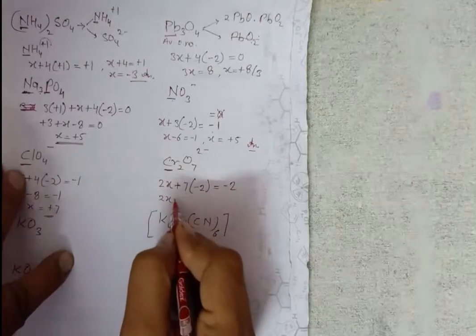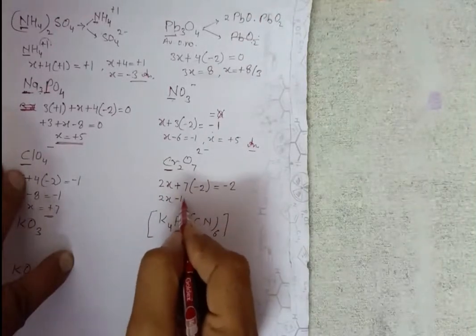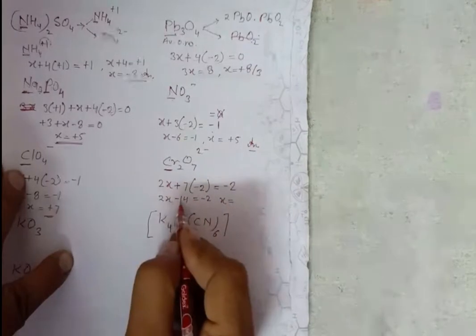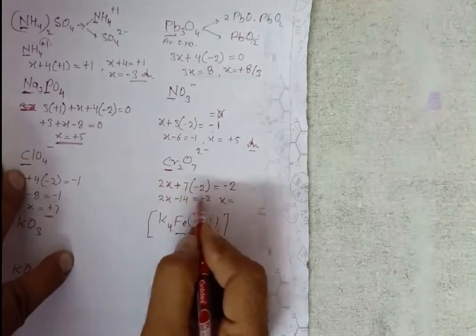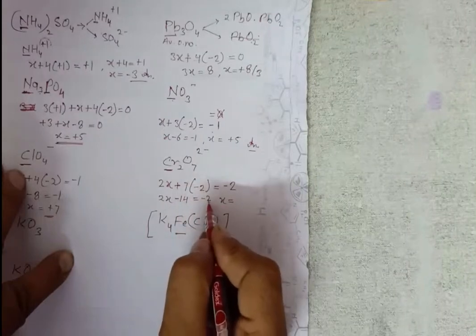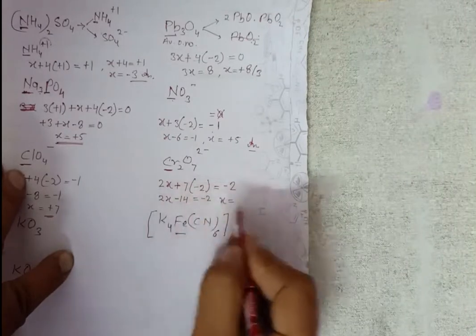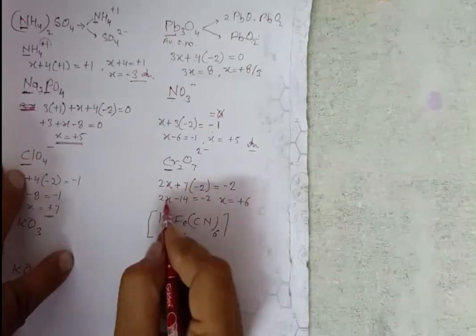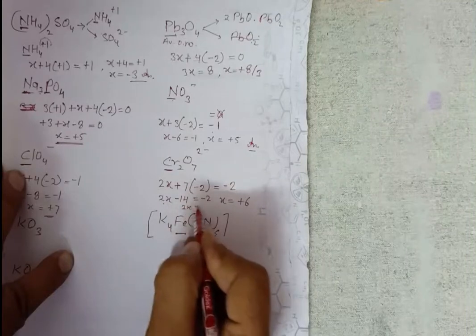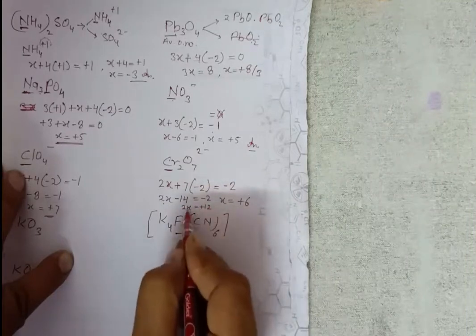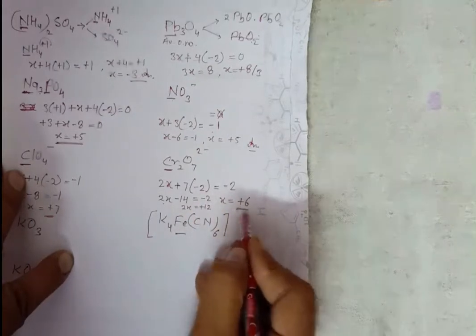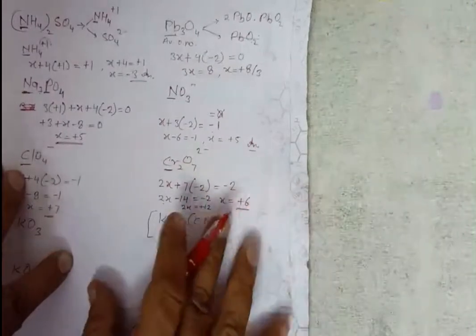So 2x, 7 times minus 2 will be -14, is equal to -2. Then x will be equal to 14 when it goes to right hand side, and -2 it will become +12. This +12 when divided by 2 will become +6. Is it clear? Okay, so 2x is equal to +12, so 2 will go in the denominator and you will get x is equal to +6. So the oxidation number of chromium here is +6.